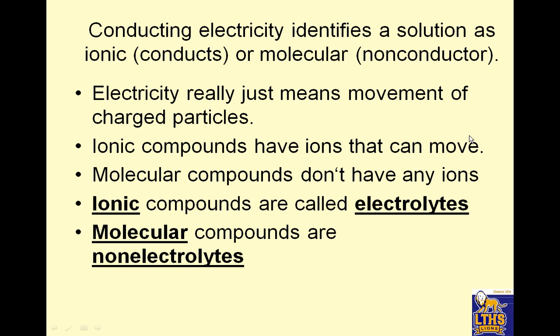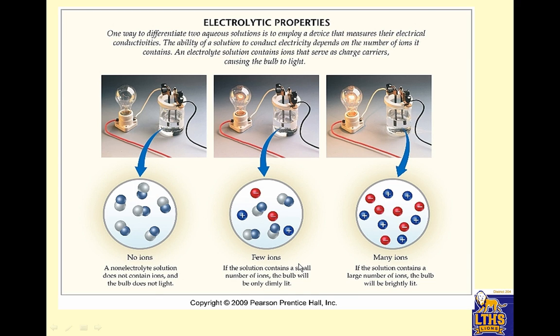All right, so another way to tell if an ionic compound or a molecular compound dissolves is to see if it conducts electricity. What is electricity? Movement of charged particles. Ionic compounds have ions that can move when you put them into water, so they can conduct electricity. So they're called electrolytes. Hey, you might have heard that before. What gives you electrolytes? That Gatorade and the Powerade and stuff, because they have ions in it. Molecular compounds do not conduct electricity because they don't break up into ions, so they're called non-electrolytes.